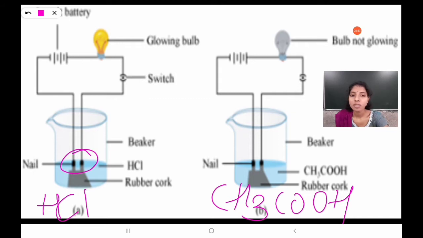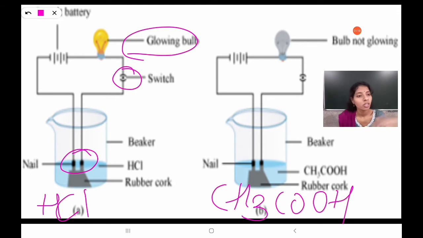Through these two nails take two different color electric wires. Okay, so to one end of the electric wire we need to take the battery, and to the other end of the electric wire take the switch and bulb. Now this arrangement is completed. So do the same with the second beaker also, which is containing acetic acid solution. Okay, so after finishing this arrangement, we have to switch on the current.